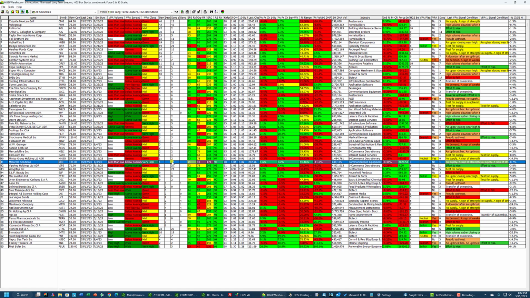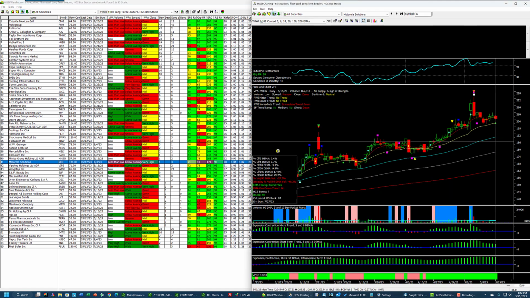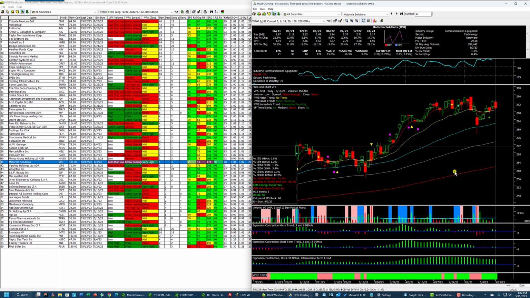Motorola Solutions. Let's take a look at this one. I know this one has a decent looking chart. You can see the fan is spread out. The industry group is only at 10. It's flat. The group is doing nothing. Came down here, bounced off the 50. It failed trying to go higher. This would be the low pivot here, and a confirmed buy point would have been right in here.